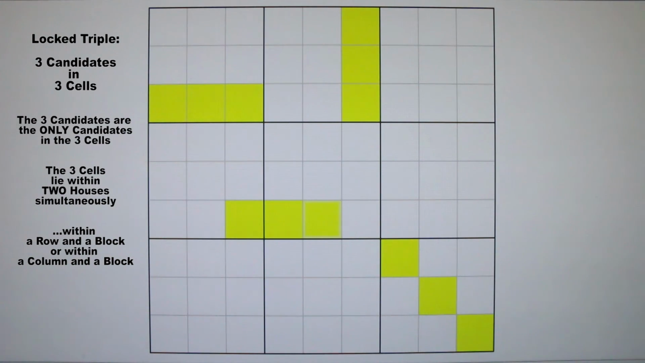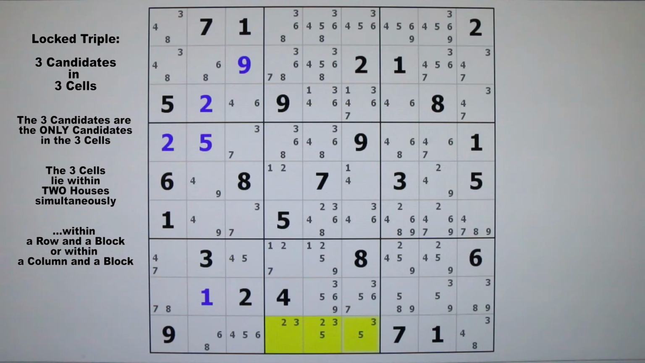So with that in mind, let's take a look at some puzzles. Here we have a naked triple of 2, 3, and 5, and it is locked because not only is it in row 9, it's also in block 8. So we can remove all the 2s, the 3s, and the 5s from both those houses.